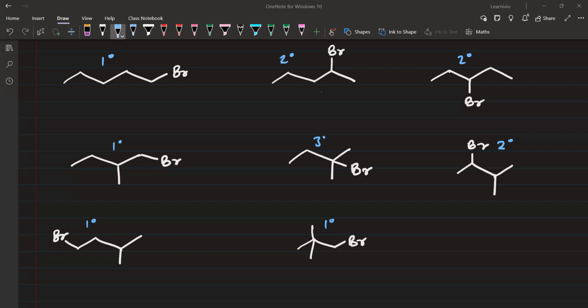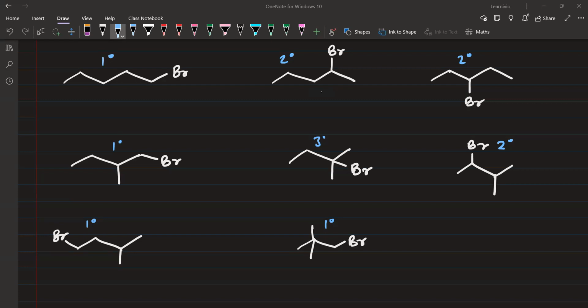Harsha, the second last one, please check the second last one. It will be 1 bromo 2 comma 2 dimethyl, no? Second last one, Harsha. Like 2 bromo 3 methyl.